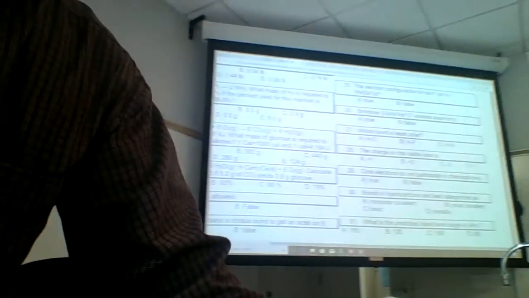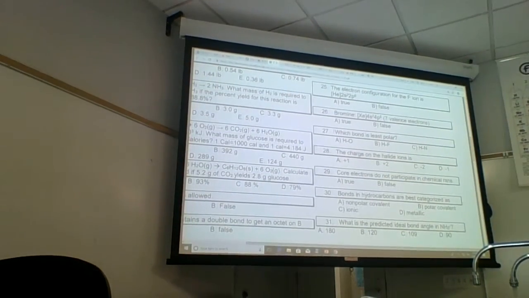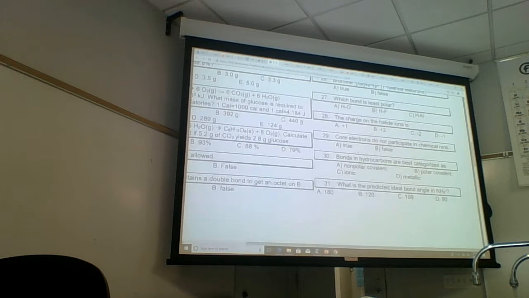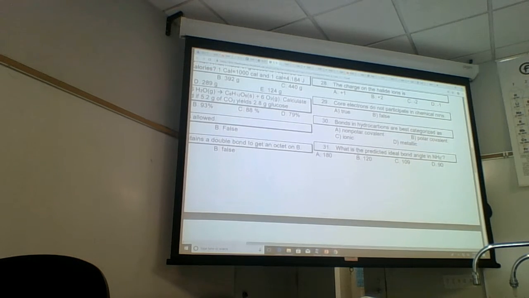All right, so the answer is HN for that. Charge on halide, skip. Core electron, skip. 30. Bonds in hydrocarbons are best categorized as non-polar covalent. That's A.